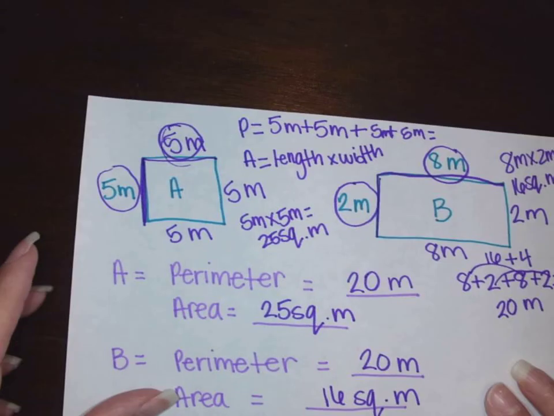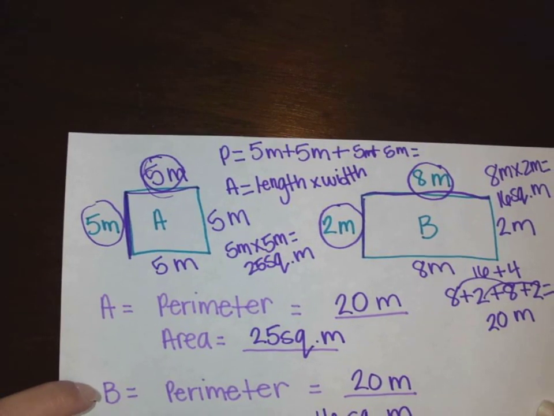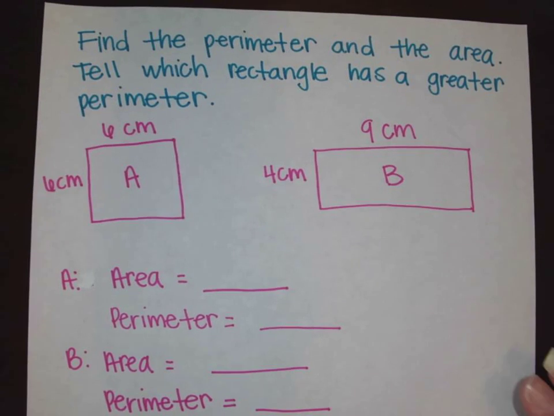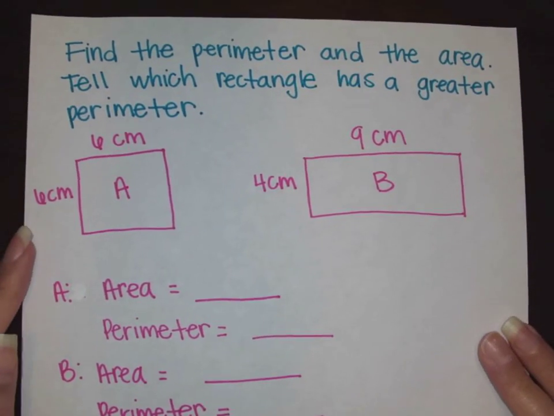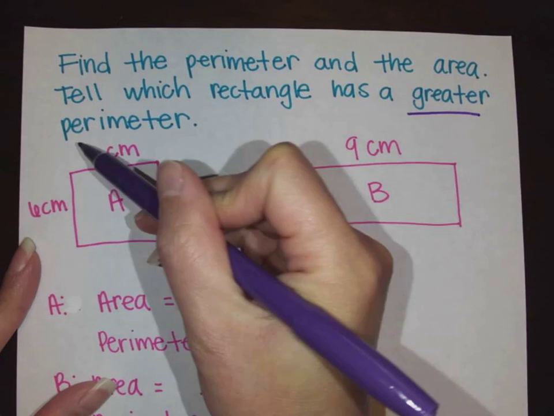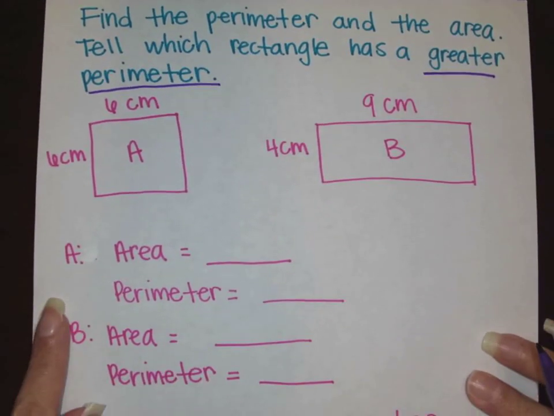Okay, let's do another example. So in this example, we knew that these figures had the same perimeter but different areas. Now let's look at these two figures. All right, now we're going to find the perimeter and the area and tell which rectangle has a greater perimeter, okay? All right, so let's solve for area first.